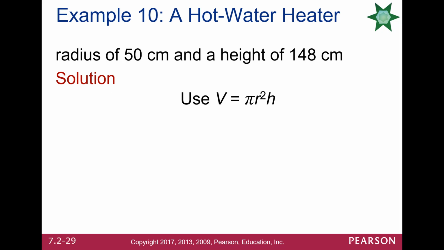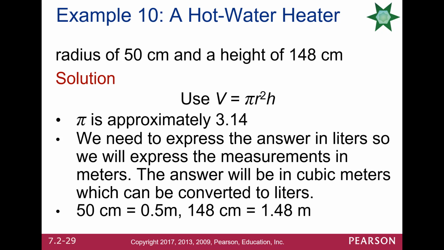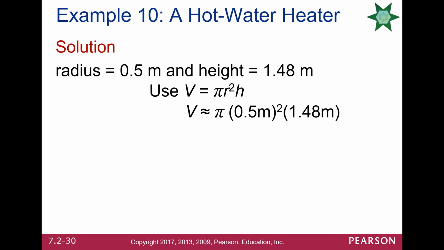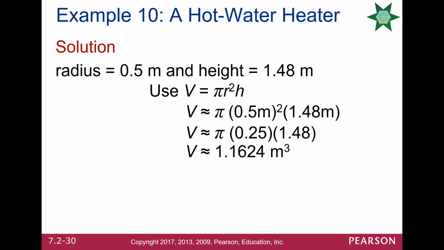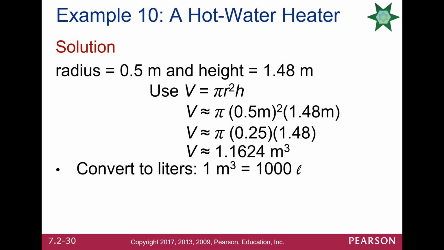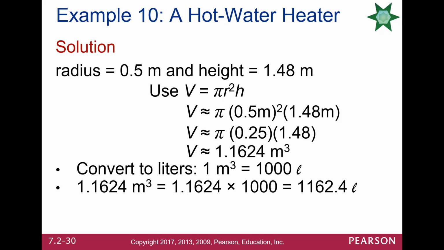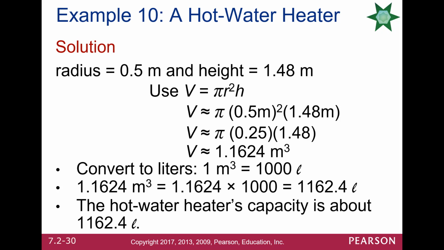For a hot water heater, your volume is pi r squared h for a cylinder. So again, computing that, 1.16 cubic meters, and its capacity is about 1,162 liters.